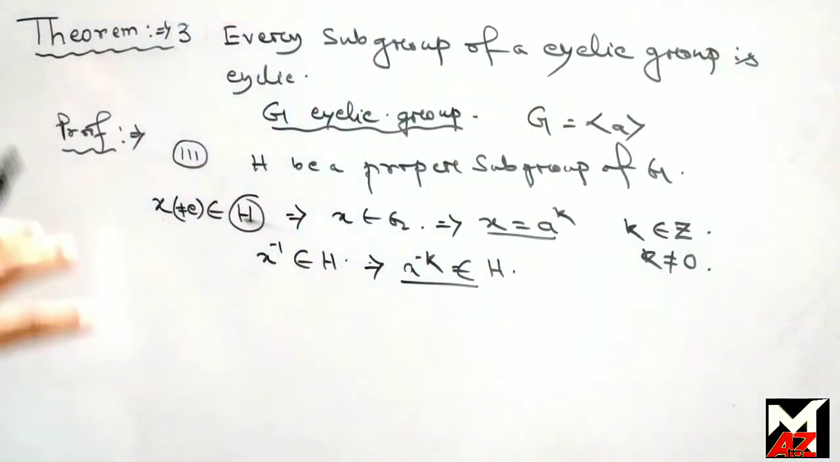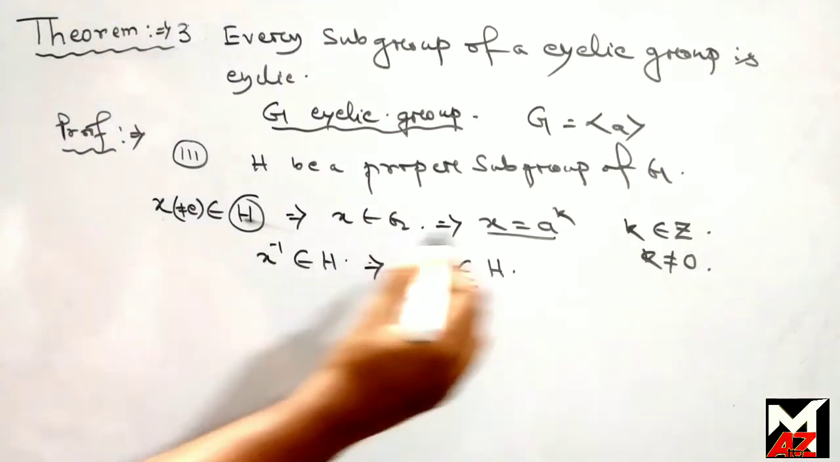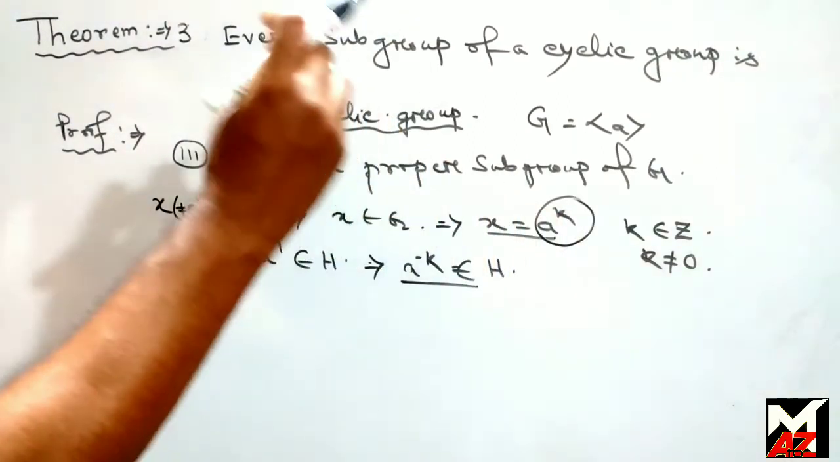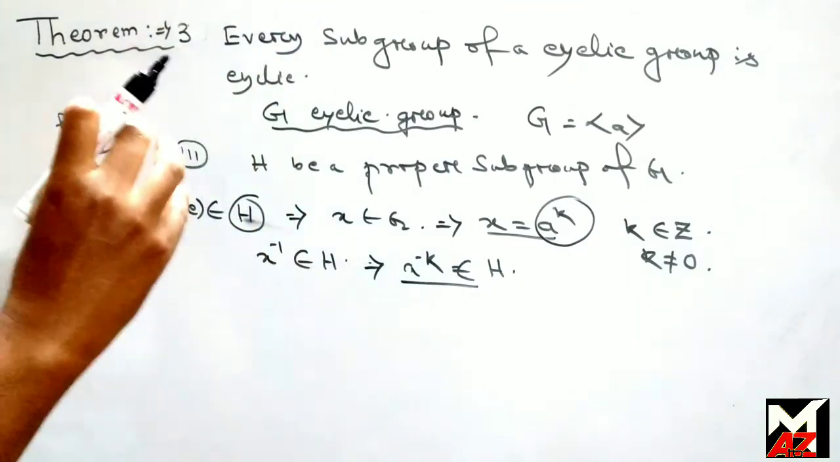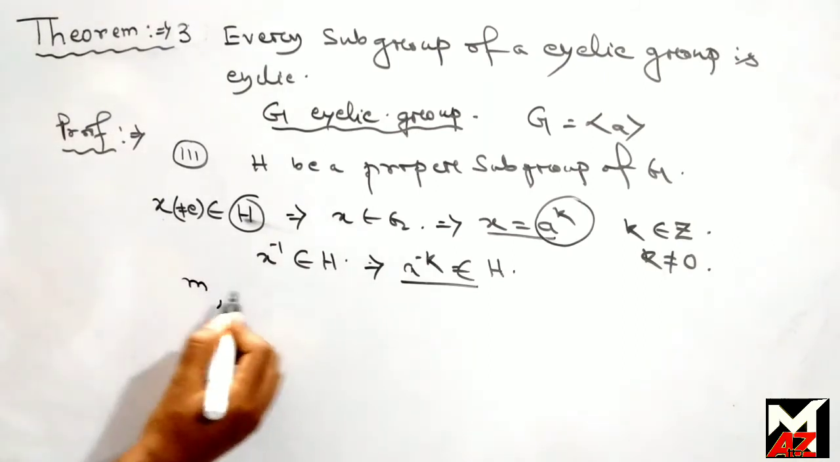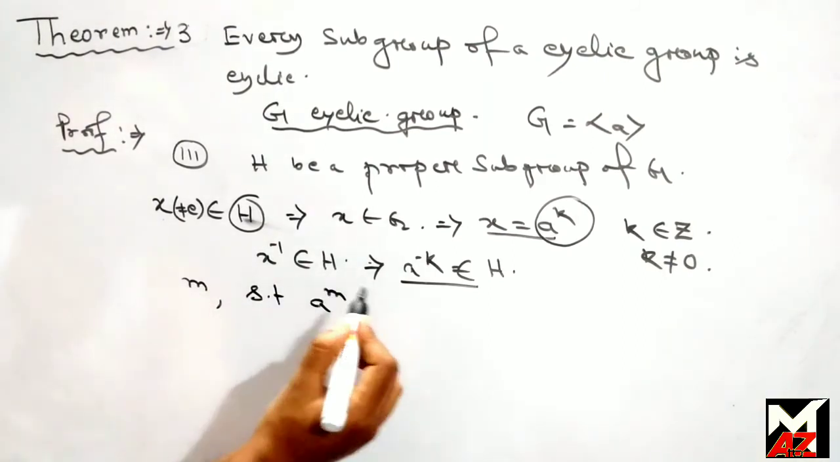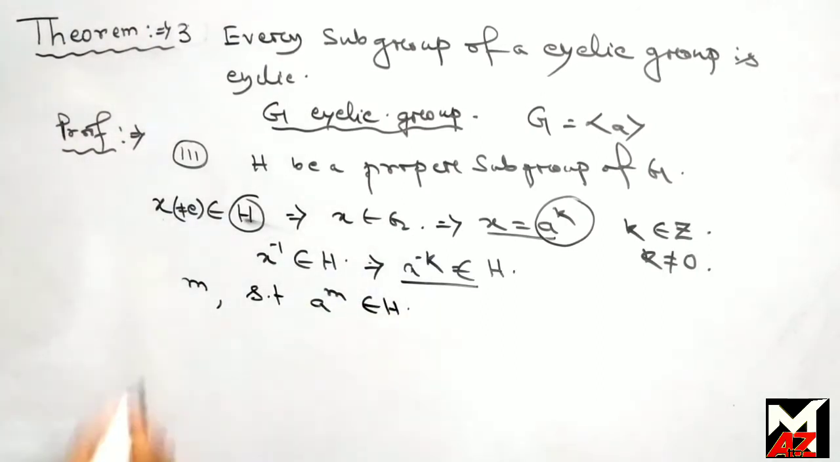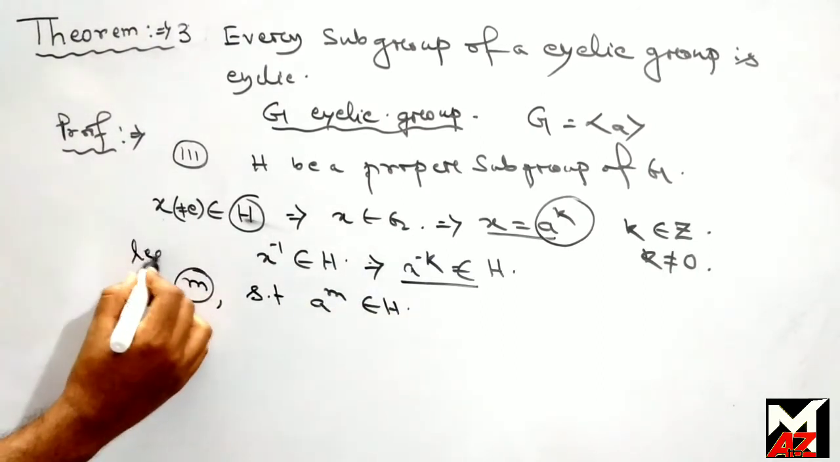And from the well ordering property of natural numbers, among these positive powers of a which belong to H, there must exist a least positive power of a belonging to H. Let it be m, such that a to the power m belongs to H, where m is the least positive power.